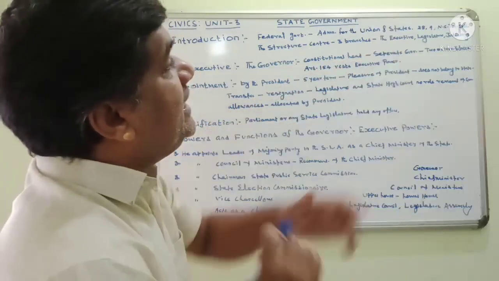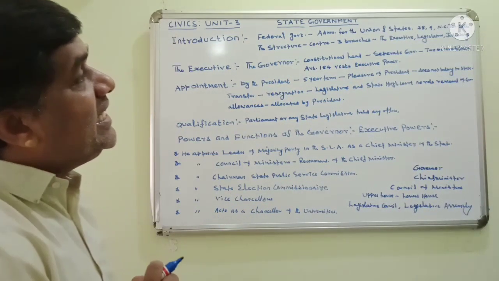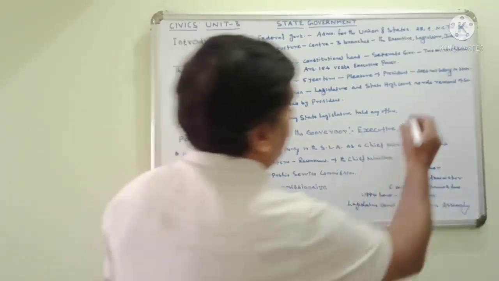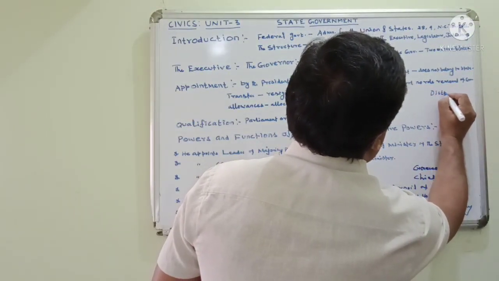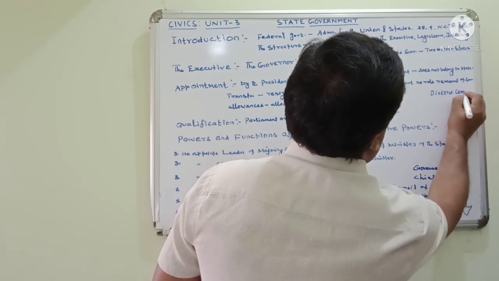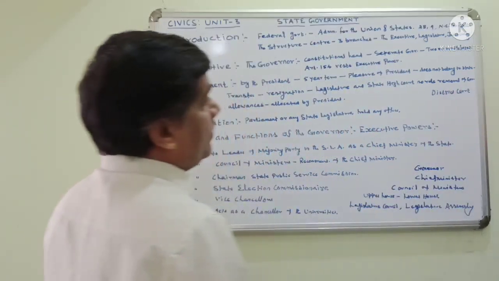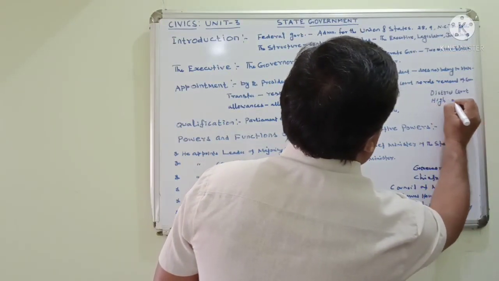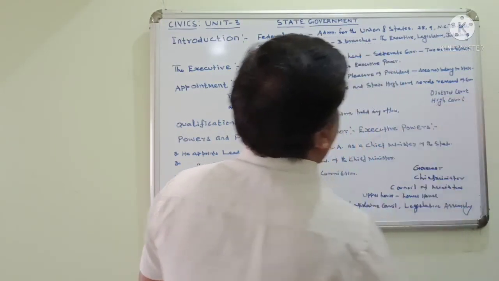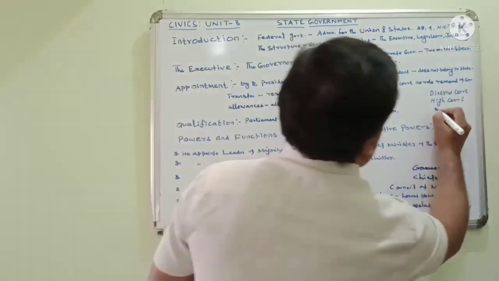And finally the judiciary. The judiciary consists of the district court, high court, and the Supreme Court.